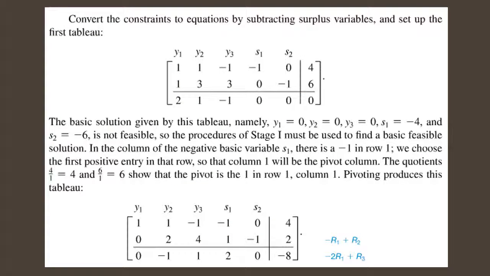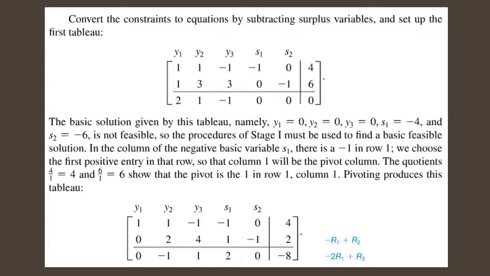Now we convert the constraints to equations by subtracting the surplus variables, and then we set up the first tableau, and there we have it. Now, the basic solution gives us one of our variables equal to a negative. Actually, two of them. The two surplus variables are equal to negatives, and we can't use that. So we need to go through stage 1 until we can have a tableau with a basic feasible solution.